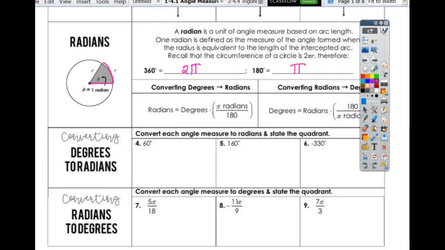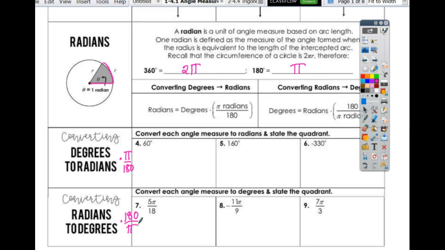So when I'm converting from degrees to radians, I need a pi in my answer. I have to have a pi. So that means I'm going to multiply by pi over 180. When I go from radians to degrees, the degrees means I don't have a pi in my answer. So I'm going to flip it upside down and multiply by 180 over pi. So when I'm converting, I'm always using the pi over 180 or the 180 over pi.